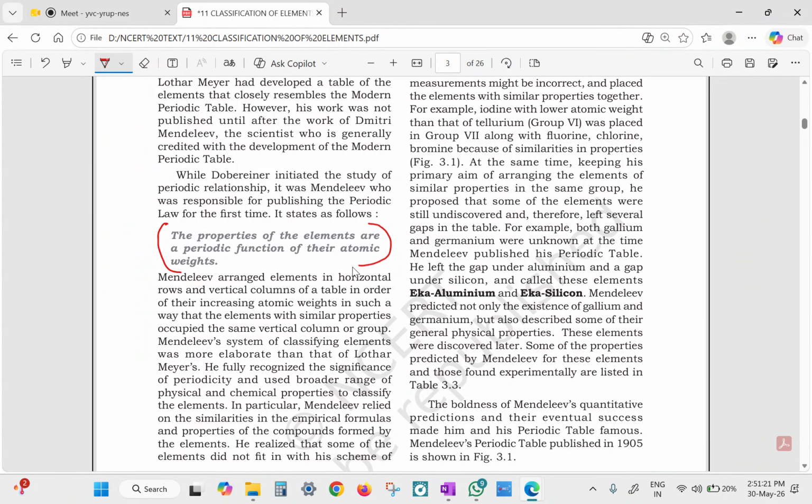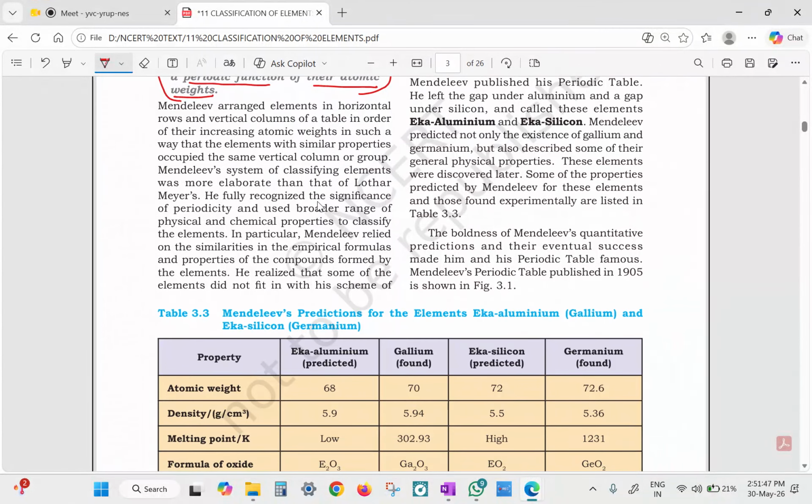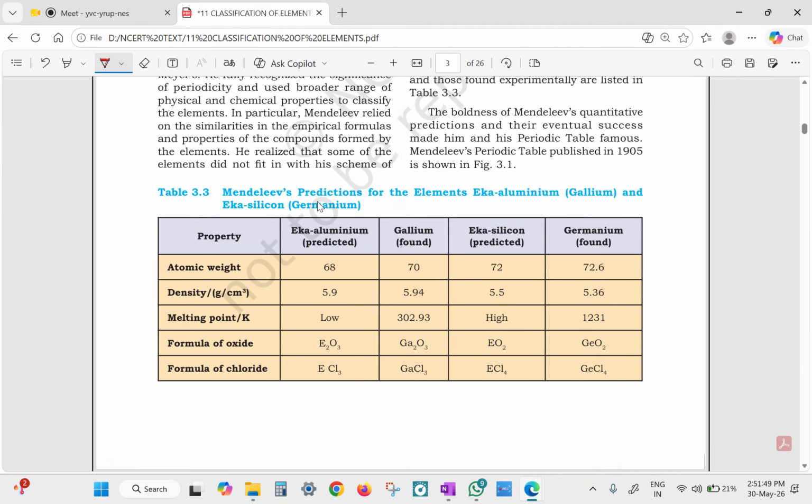You can see the board, right? That the properties of the elements are the periodic function of their atomic weights. So until Mendeleev's era, the atomic mass was considered as the primary property of elements and the periodicity in the properties was thought to be because of the elements arranged in increasing atomic masses. Now, Mendeleev's periodic table was proposed.